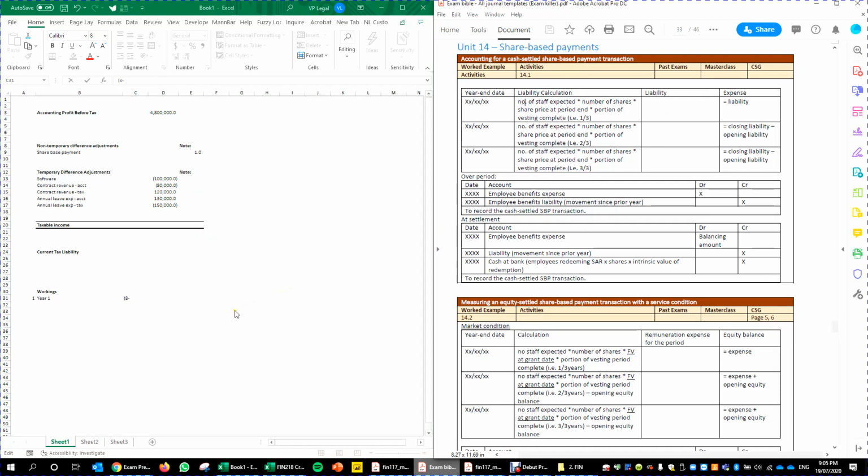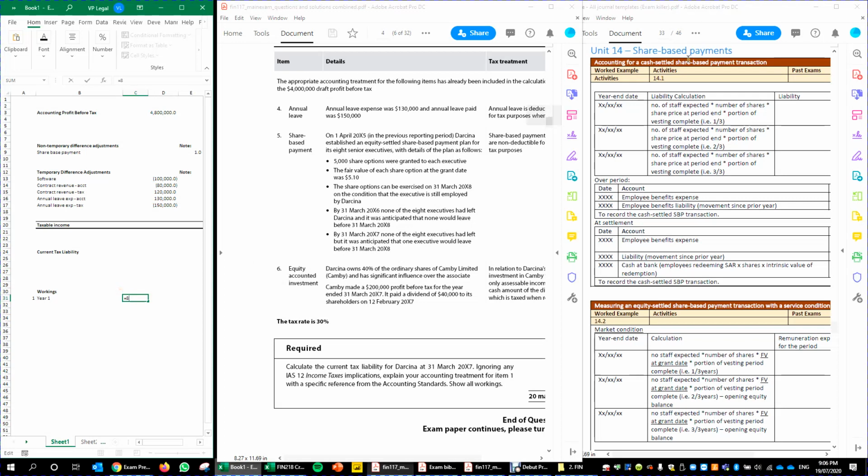So number of staff expected. We know that there's 8 staff, and we're not expecting any of them to leave. So we're going to go 8, which is the number of staff expected in year 1, times the number of shares, which is 5,000 share options, times 5,000. And then we need to times it by the share price at the period end. So times that by $5.10, which is right there. And then times it by the portion of the vesting period complete. So in this case, it's times 1/3. Okay, so that's what our fair value of the liability should be.